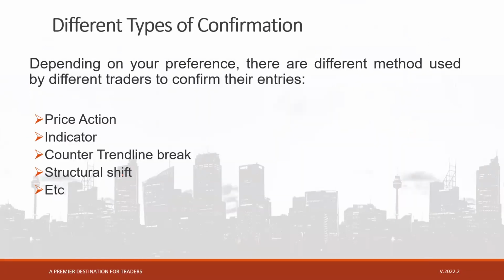Okay, so what are the different types of confirmation? Now, depending on your preference, there are different methods that are used by traders to confirm their entries. It will range from price action. So price action confirmation: let's assume you look for price action confirmation. Price is going up, you're looking to buy at the level, and let's say you're looking at this previous level of broken resistance turned potential support. You want to buy from here, right? Now, you also don't want to just buy. With confirmation, you want to see reasons to buy from here.